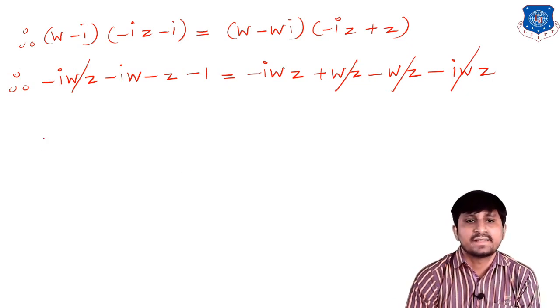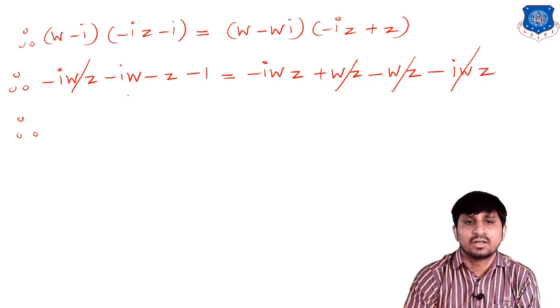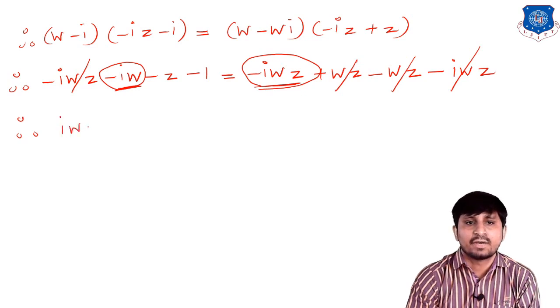These two terms cancel out from the left and right side, so we have minus IW. Now just concentrate on these two terms, minus IWZ and minus IW. I write minus IWZ on the left hand side, so we have plus IWZ minus IW, and that is equal to Z plus 1.